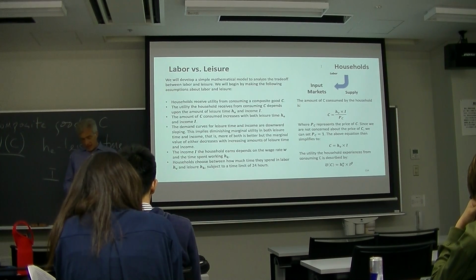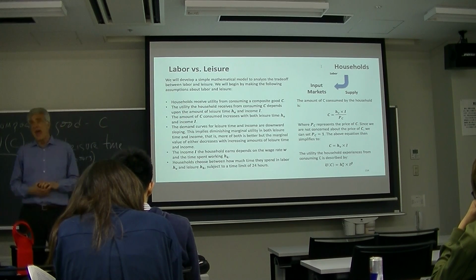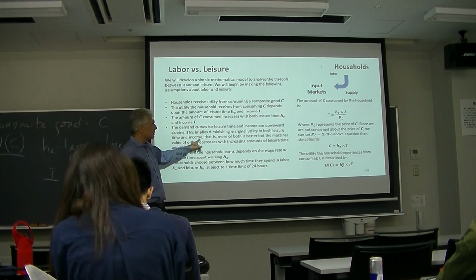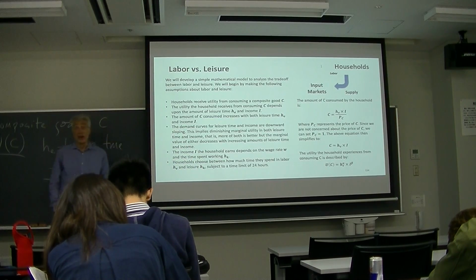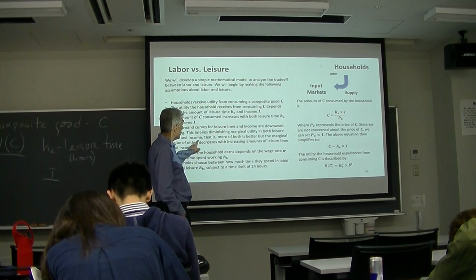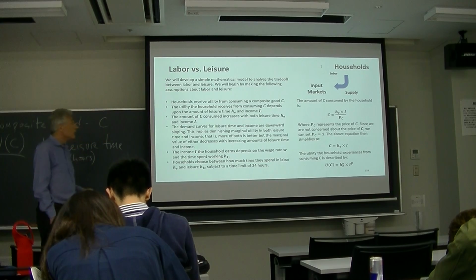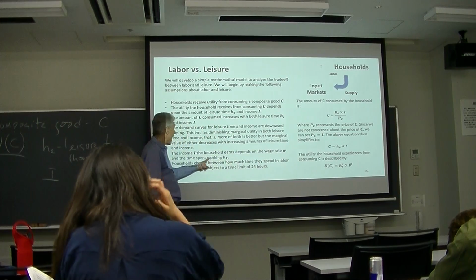If I've got 10,000 yen and a certain amount of happiness and I get another 10,000 yen, I'm happier, but I'm probably not twice as happy. So there's going to be diminishing marginal return for our demand for money. We have a demand to earn it, we need it. So the marginal value of either income or leisure time decreases with increasing amounts of leisure time and income. But what's interesting is the income the household earns depends upon the wage rate and the time spent working.